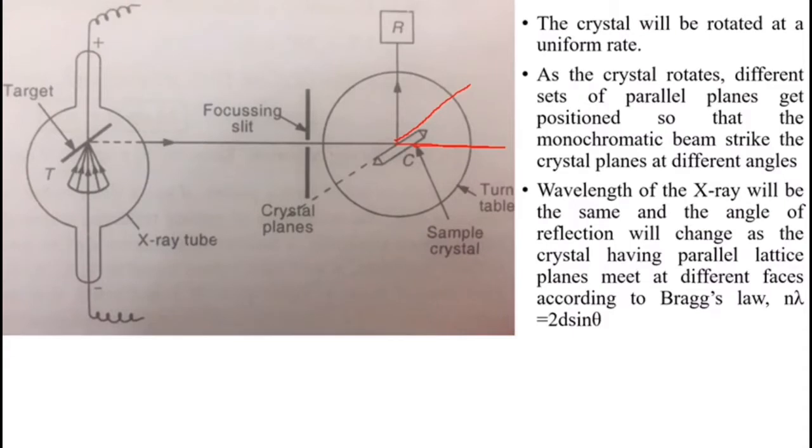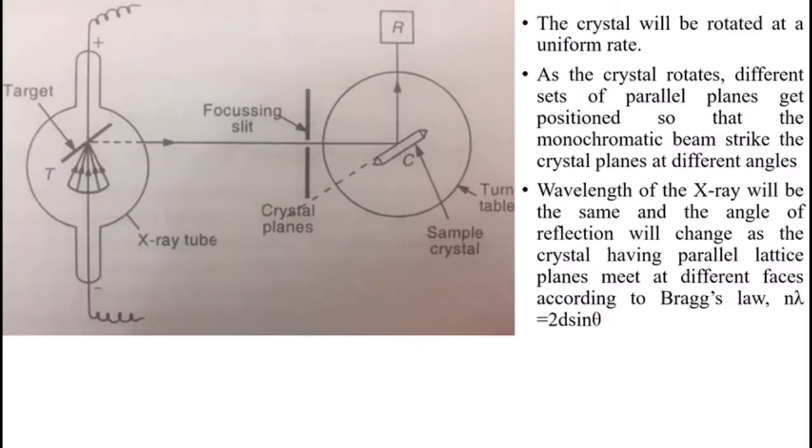So when parallel crystal planes are there, and the monochromatic ray strikes the crystal as an incident ray at an angle theta, that will be reflected or diffracted. And if both are parallel, that means the crystal plane and the monochromatic beam are parallel, that will be transmitted.